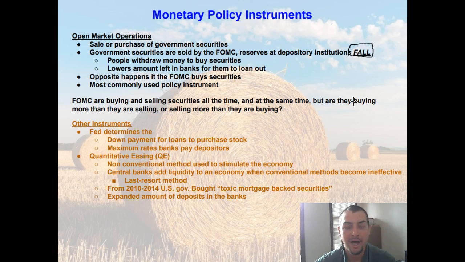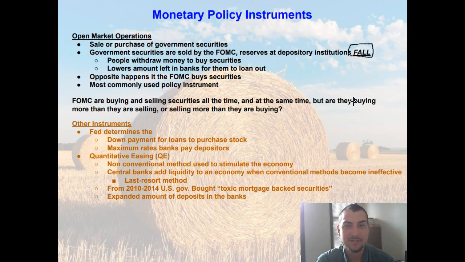If the federal government is selling these securities, who are they selling them to? Are they selling them to other countries? No, typically they're selling them to U.S. citizens. What do U.S. citizens need to do in order to buy them? Well, they need to pay for them with money. So where do they get their money from? They pull it out of their checking account. They pull it out of their savings account. So they're pulling money out of the banks to buy these government securities.